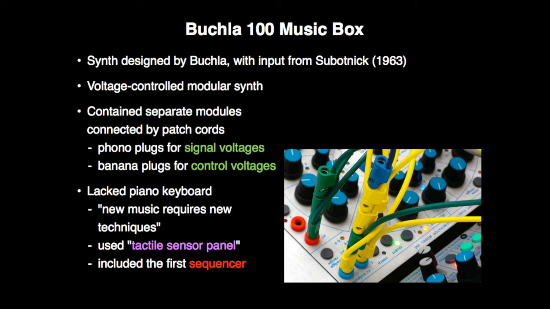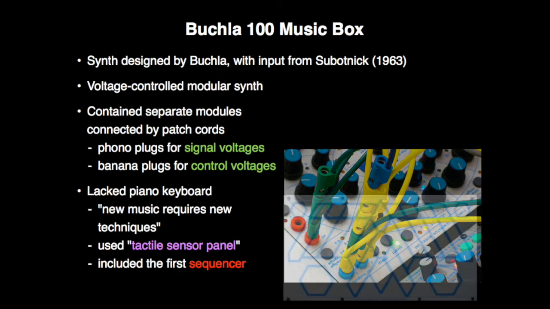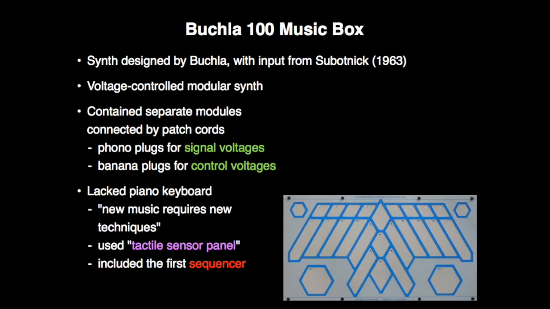Another thing that set the Buchla instruments apart was that they lacked a piano keyboard. Buchla and the composers that he was working with were really interested in new sounds and new strategies for working with music and composing, and so it was anathema to them to take something as traditional as a piano keyboard, which would bind their pitches to the 12 chromatic pitches of the Western scale, when they were far more interested in finding new ways of working with sound. So they did not build a piano keyboard, but Buchla did build some unique controllers, including this one, which he called a tactile sensor panel, which is not laid out like a traditional keyboard, but that does give a player manual control over different parameters on the instrument.